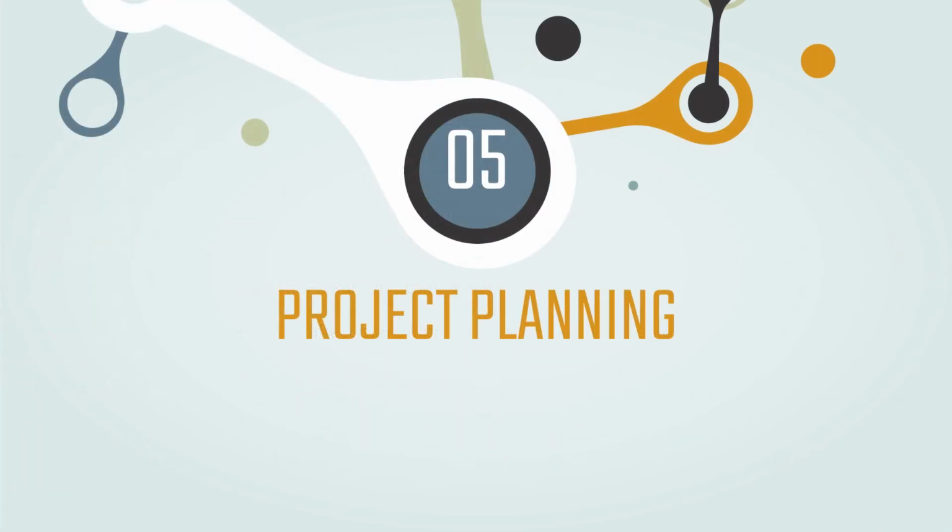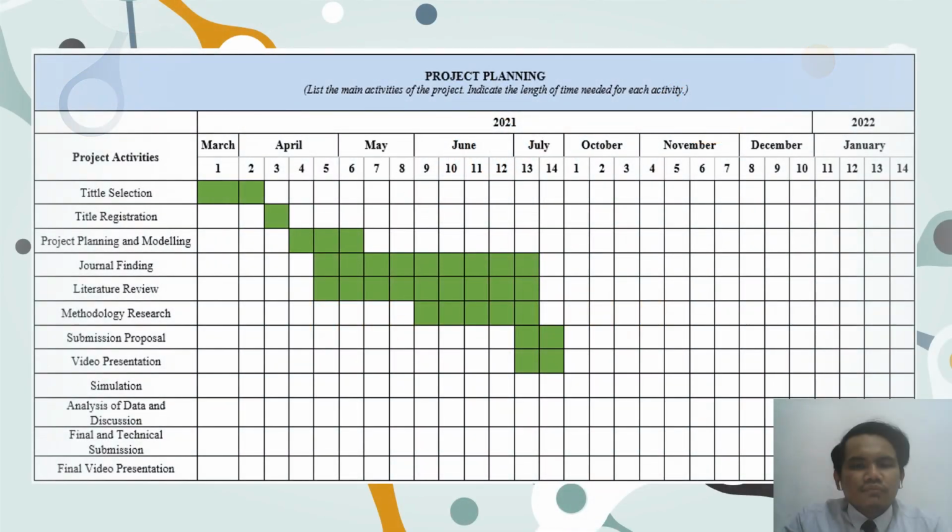Number 5. Project Planning. Lastly, the project is conducted through this project planning and the plan is about 28 weeks in total. For this proposal, the FYP is done in 14 weeks with some activities as shown. In the first 2 weeks, the title selection for FYP. Next, the title registration in week 3 and project planning and modeling from week 4 to week 6. Moreover, the journal finding and literature review are done in the same duration from weeks 5 to 13.